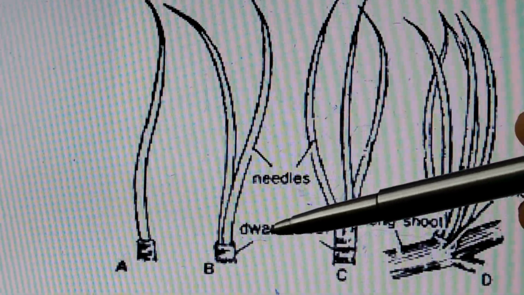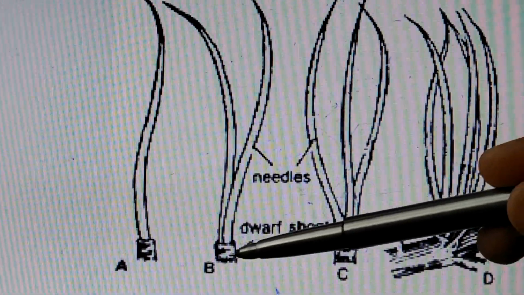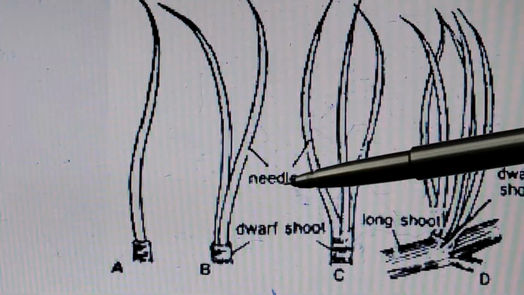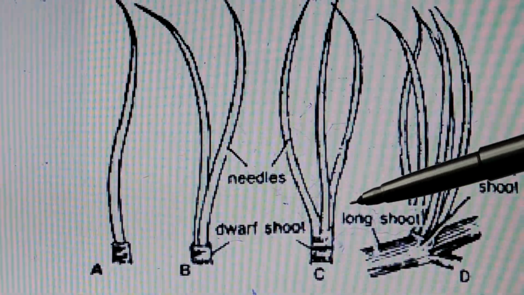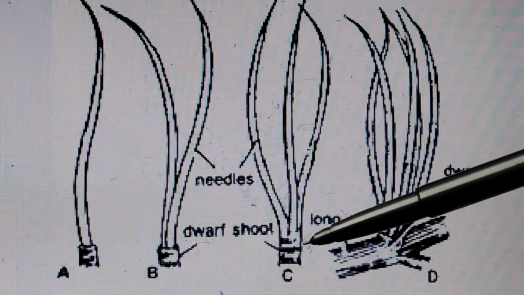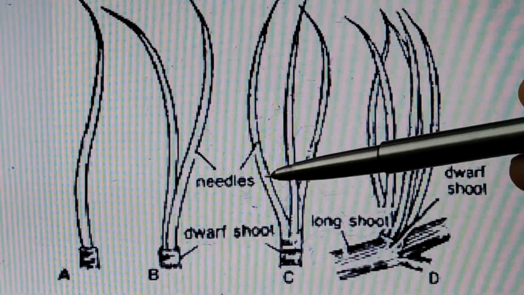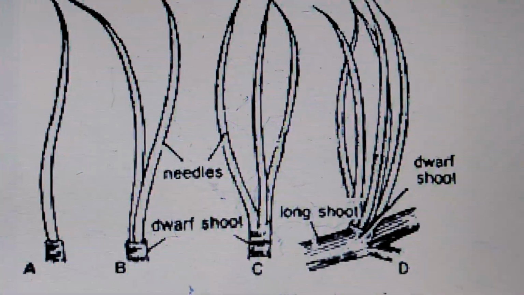Whereas in the case of Pinus sylvestris, this is a dwarf shoot. On the dwarf shoot we have two needle shaped leaves. This is called bifoliar. Whereas in the case of Pinus gerardiana, this is a dwarf shoot and there is the presence of three needle shaped leaves, so it is a trifoliar condition.